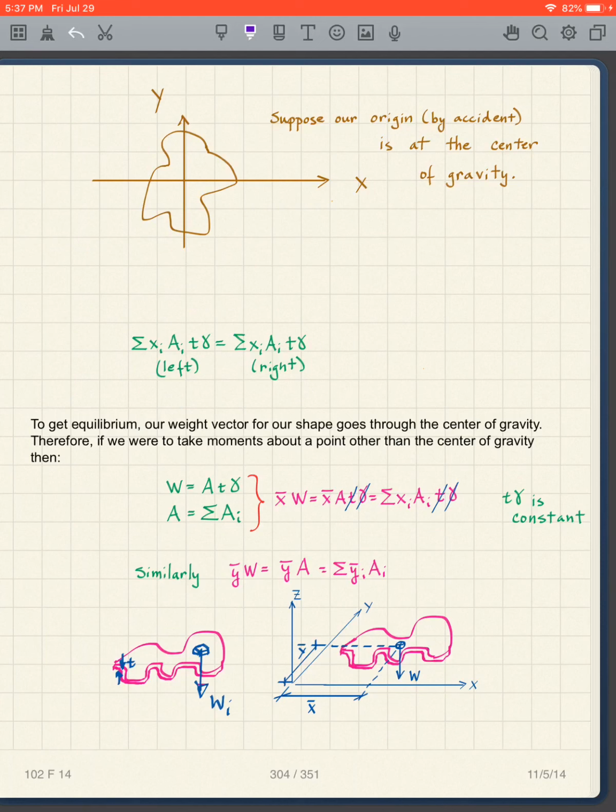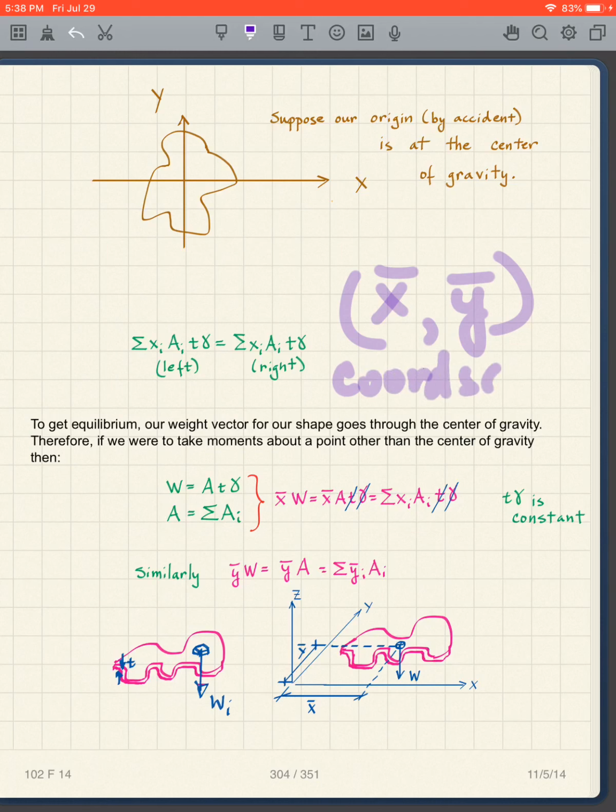Now, so we have our weight is A T times gamma, like we said, and the total area is what? The sum of the Ai's. Now, that means that if I establish this, we're going to call the distance x bar, or the coordinates x bar, y bar are equal to the coordinates of the centroid.